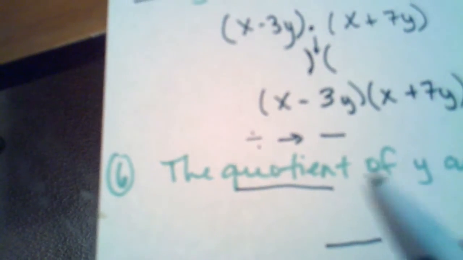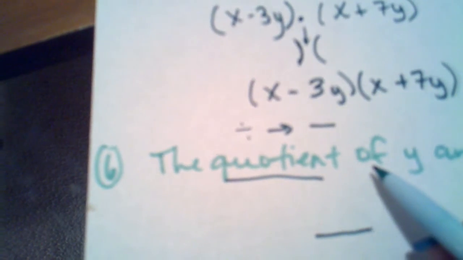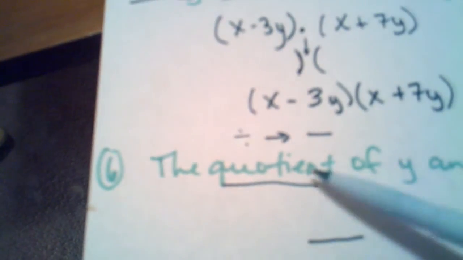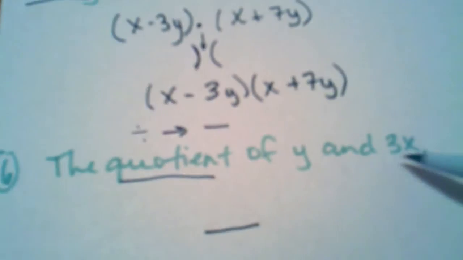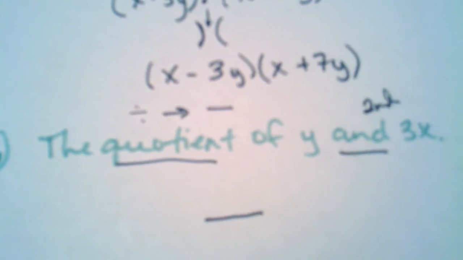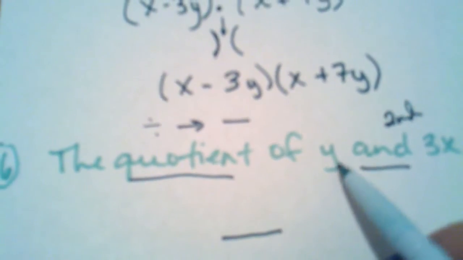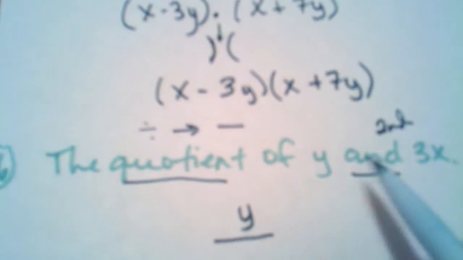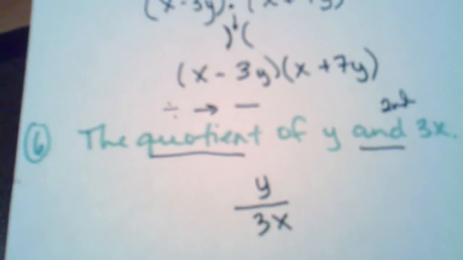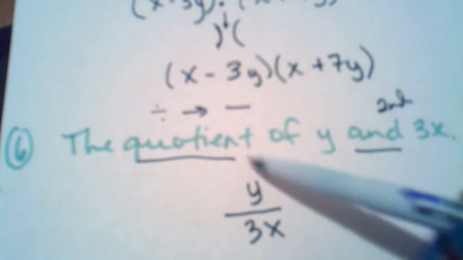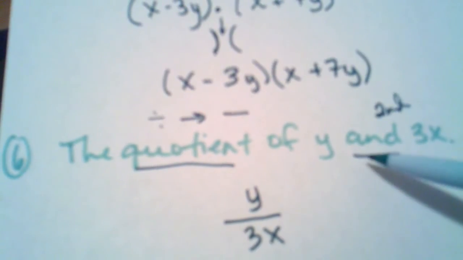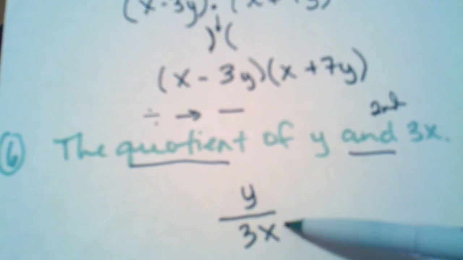Now since of comes after the quotient, this does not mean that we're doing a product. Of in this case is just telling you what we're going to use. So the quotient of y and 3x. Again, the and here is saying that this is the second item that we're using. So therefore the first item, our numerator, is going to be y, and our denominator in this case is going to be 3x. Okay, so again, quotient, we have a fraction. Of the first item is y, and our second item is 3x, which is what we see in our denominator here.